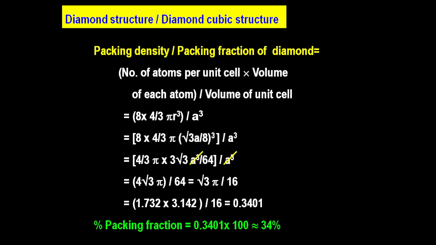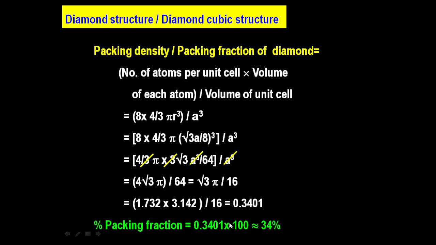This a cube cancels out, and this 3 and this 3 cancel out, so we remain with 4 into root 3 into pi divided by 64. 4 ones are 4, 4 16s are 64, so I get root 3 pi divided by 16. The value of root 3 is 1.732 and pi is 3.142, divided by 16, so I get the answer 0.3401. So the packing fraction will be 0.3401.